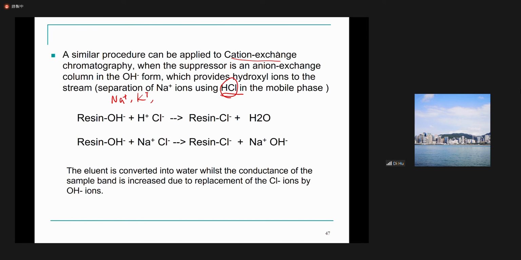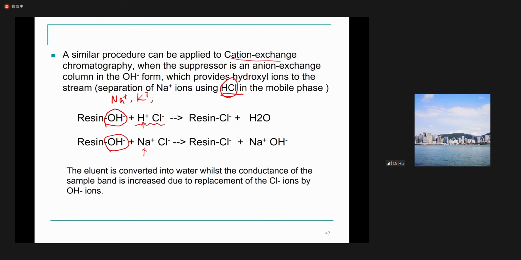Now the exchanger is the anion exchanger. It's anion exchanger. It is in hydroxy ion form, because now this is what you want to measure, right? This is what you want to measure. Before, the mobile phase is a strong acid. It's really conductive. It's really conductive.